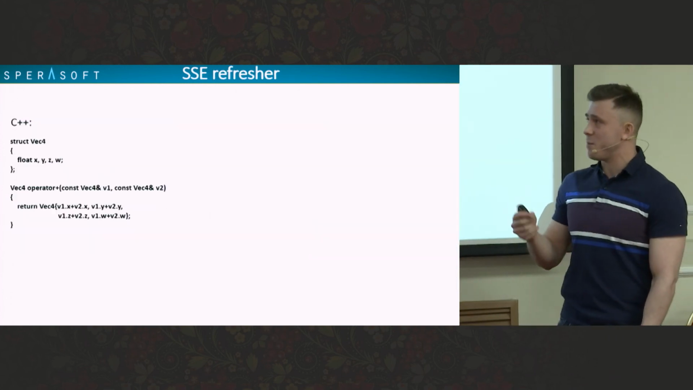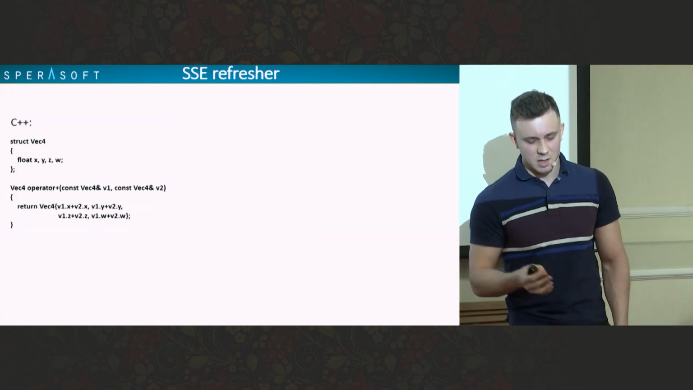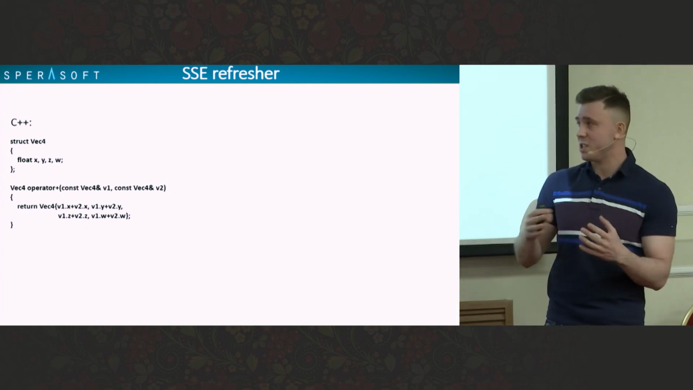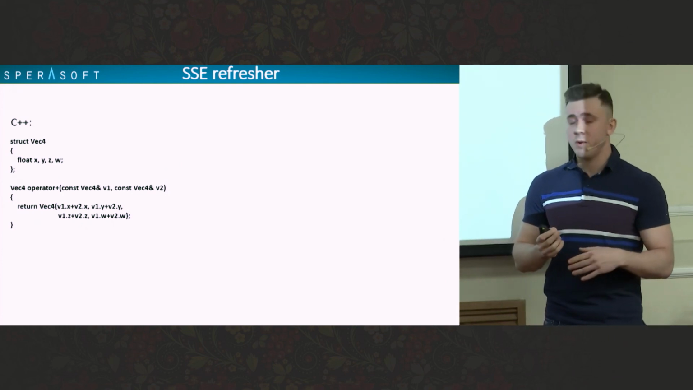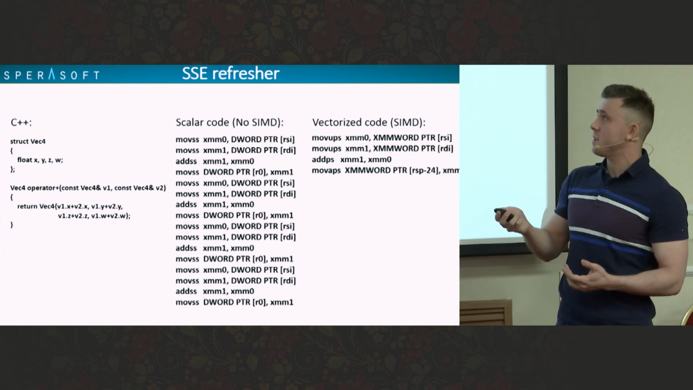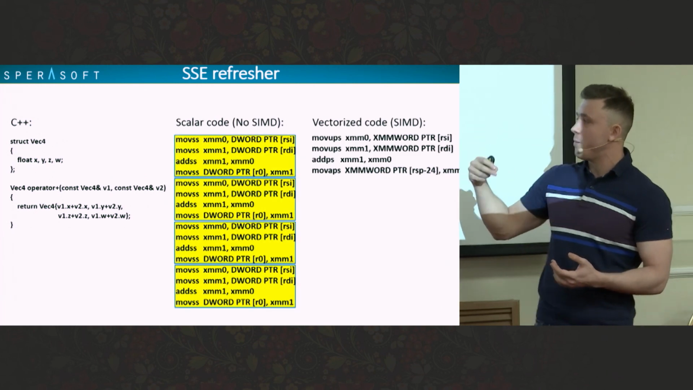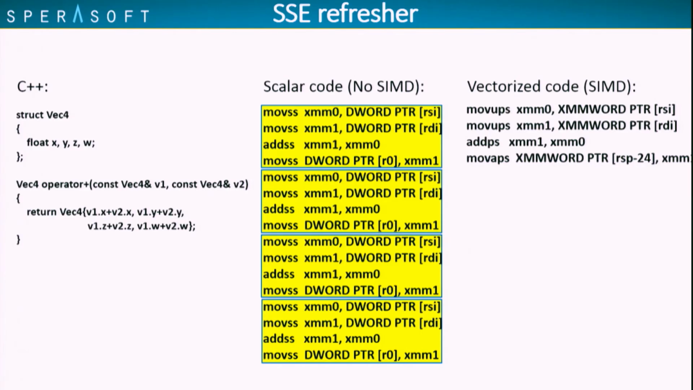Just a simple example: you have a Vector4 class. It's a pretty straightforward implementation, just for the sake of example. And you define operator plus. This is how the scalar code looks, where each block is pretty much identical. You just compute the respective additions. And the vectorized code looks like this. You use a single addps instruction which performs the four floating point additions at the same time.